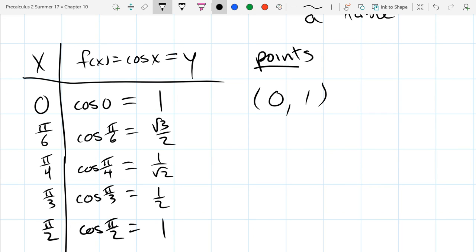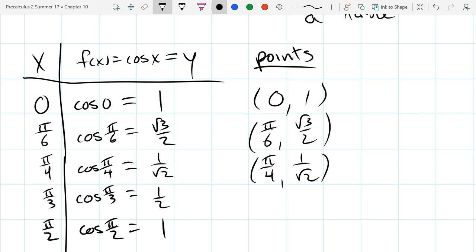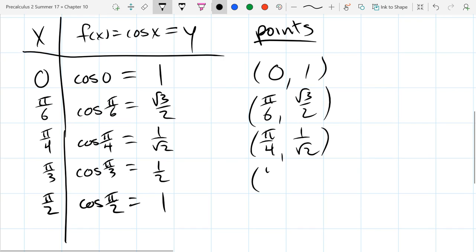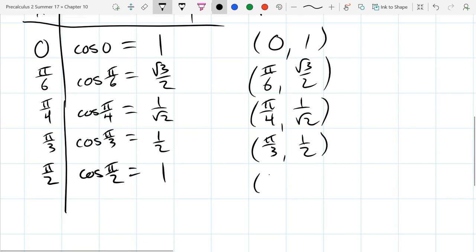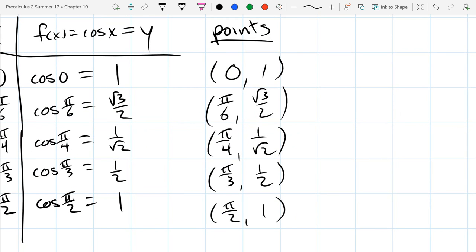So I'll write the points over here, and I'm writing it right at the same row where it came from. So we got 0 for x, 1 for y. Next point, pi over 6, comma, square root 3 over 2, pi over 4, comma, 1 over square root 2, pi over 3, 1 half, pi over 2, 0. So we got 5 points to plot.